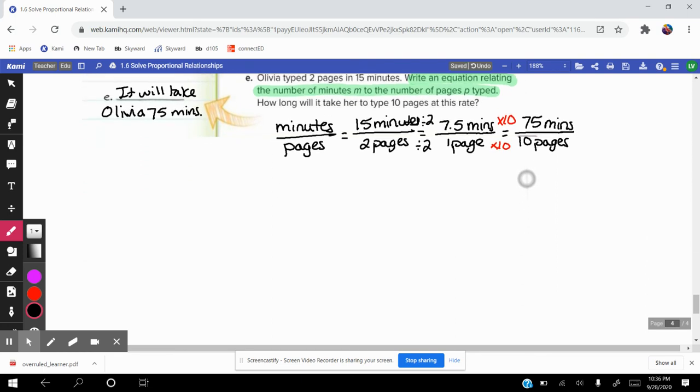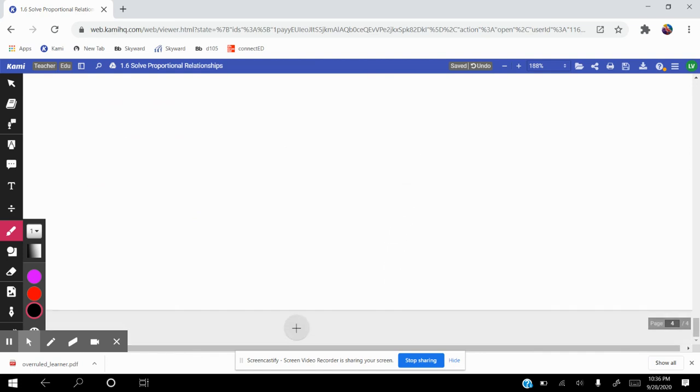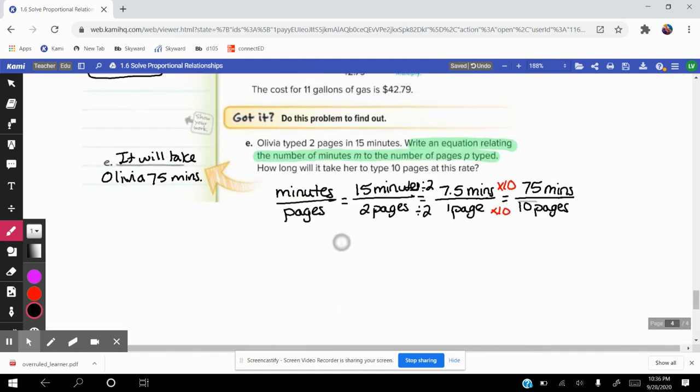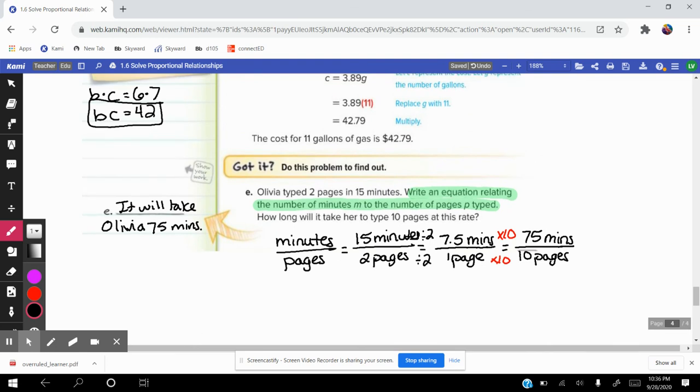Let's continue. Now it is time for you to go on and work on your assignment.